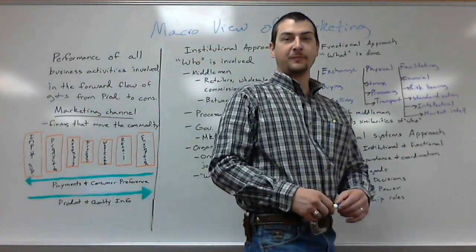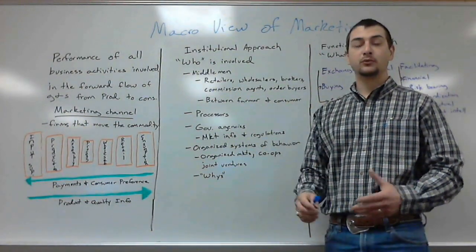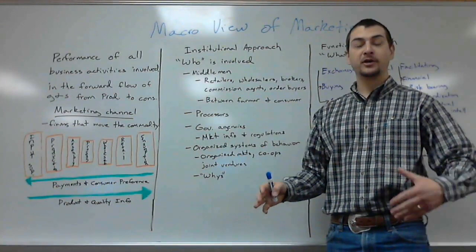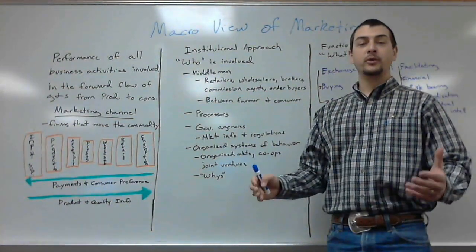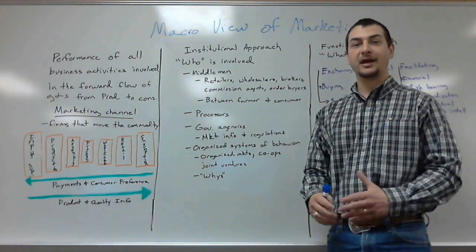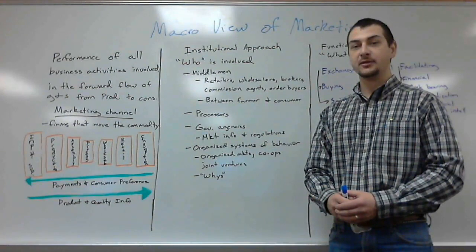In this video, we're going to talk about the macro view of marketing. If you remember from the last video, macro means big picture. Whenever we're thinking about the macro view of marketing, we are looking at the whole marketing system and how it all works together, how the whole agricultural marketing system all basically fits together.